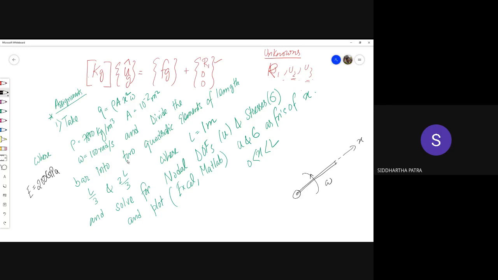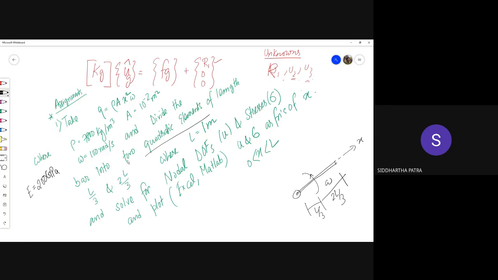So what you need to do, you need to divide this rod, and you need to be staying in the rotating frame. You are doing the entire analysis in the rotating frame. You need to divide it into two elements of length L by 3 and 2L by 3. You're supposed to take quadratic elements. That means 3 nodes per element and quadratic shape functions. Okay. And the value of L is given.